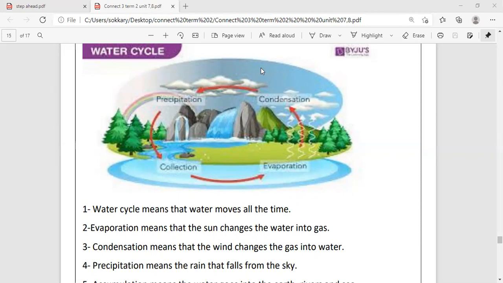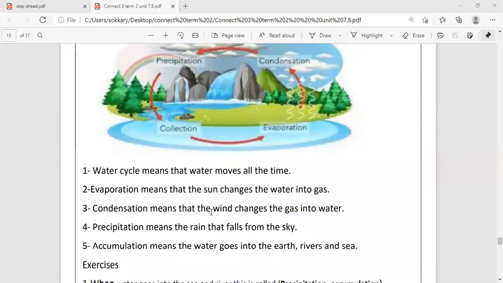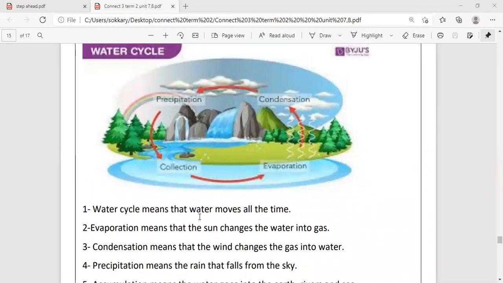Yes. Is water moving or standing? Moving. Excellent. Look, students, water cycle means that water moves all the time. We start with evaporation. Repeat after me.